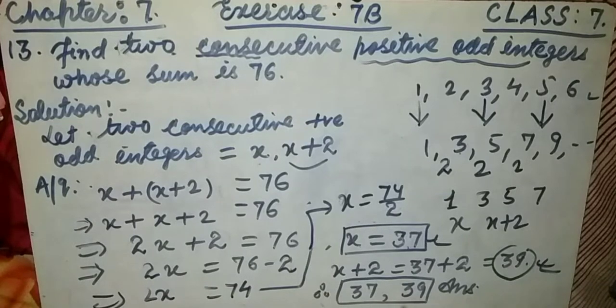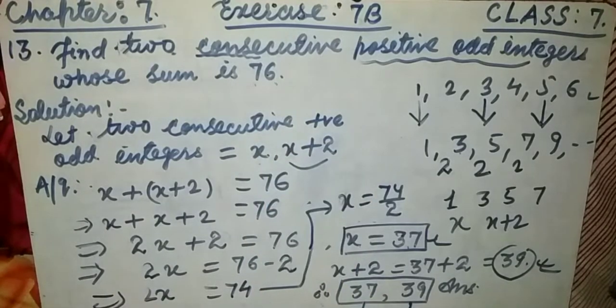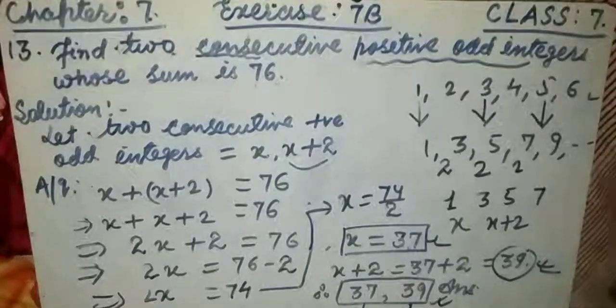If we check, the sum of these two numbers is yes, 76, and this is a positive odd integer, this is a positive odd integer, and these are consecutive positive odd integers, and the sum of these two numbers becomes 76. This is okay, and this is the final answer. I hope you will get it.